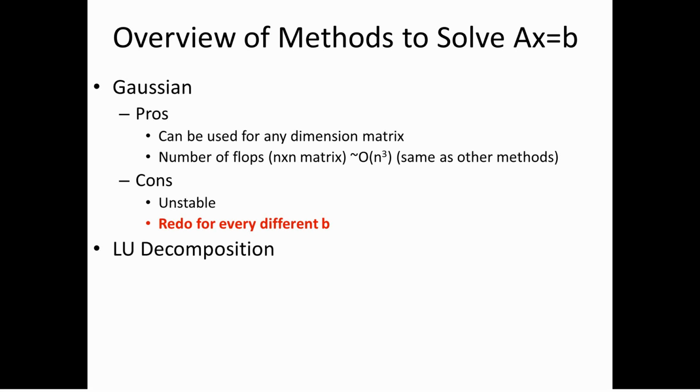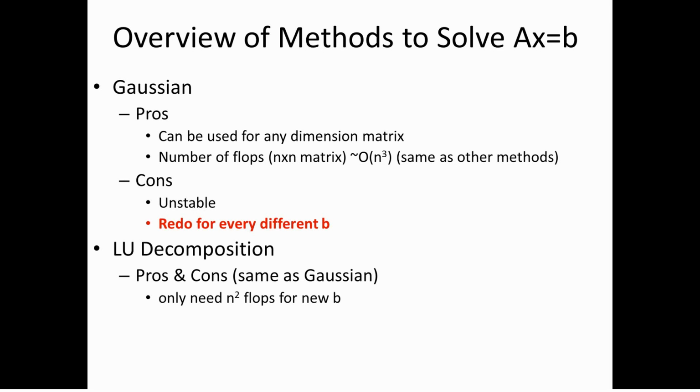So where LU decomposition comes in is it basically has the same pros and cons as Gaussian elimination, except for the fact that when we change the right hand side vector, we only need n squared flops. Okay, and depending on how we choose the pivots, some people argue it's actually on the order of n log n. Okay, so it's more efficient and it's a little more stable too.